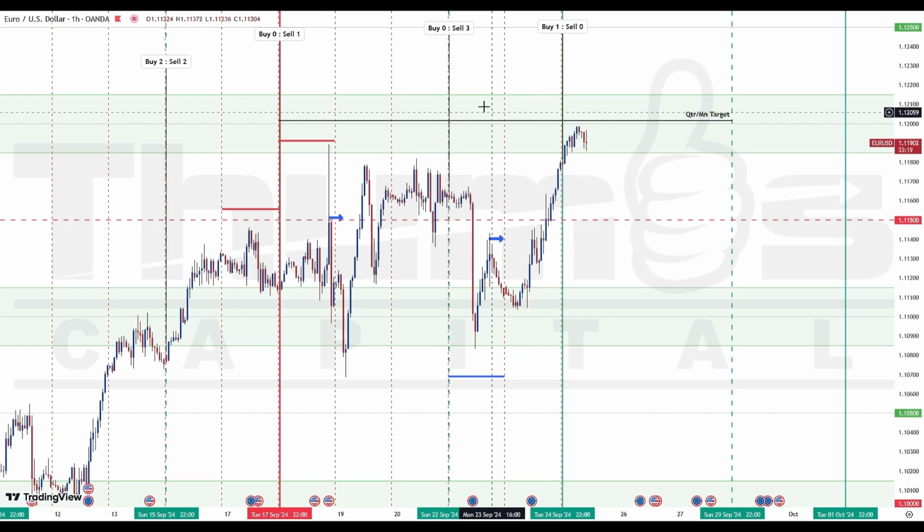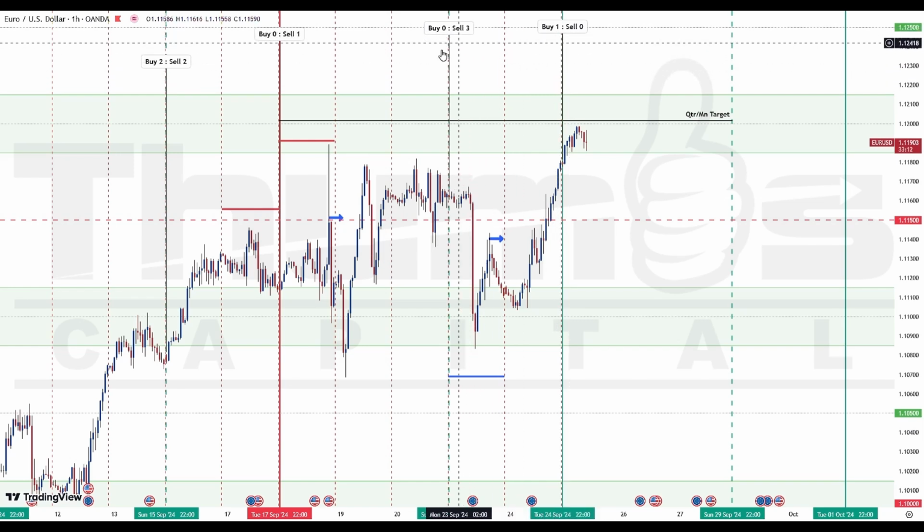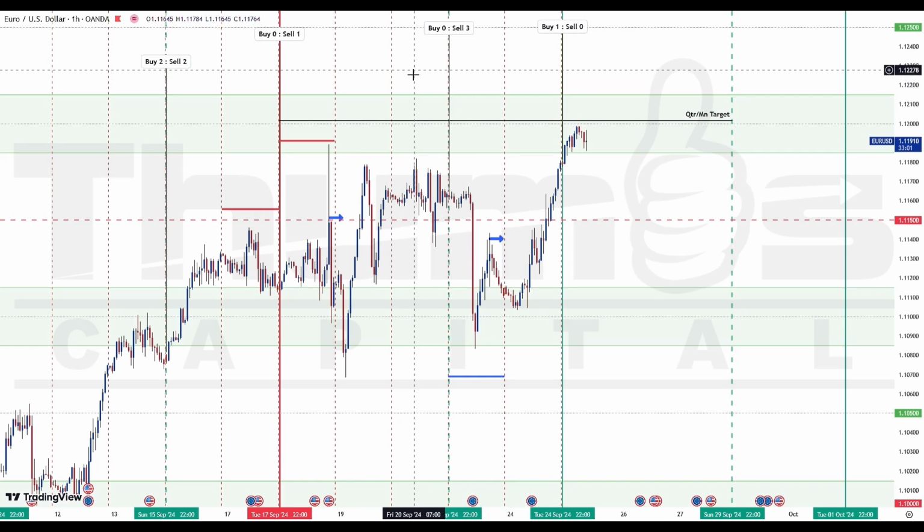Now we have the order count for the two intra-week contracts: 3-0 for the first one and 0-1 for the second one. What we do now is to add the two together. So for the buy side, we have 1 order, and for the sell side, we have 3. So that leaves us with a total of 1 buy, 3 sells for this current weekly contract.